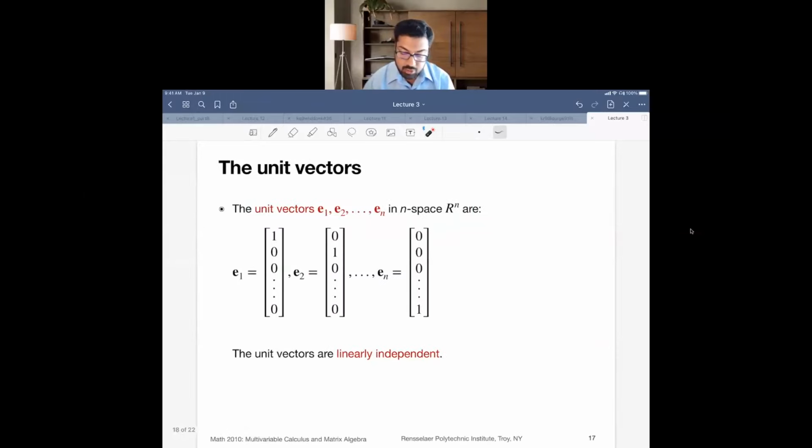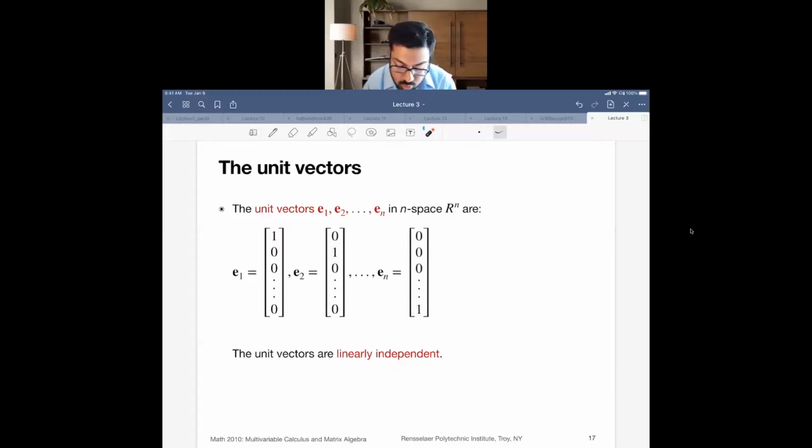Next, let's take a look at unit vectors. Unit vectors are sort of vectors or columns of the identity matrix. So unit vectors e1, e2, e3, so on up to en in n-dimensional space, in Rn space, are vectors which only have one entry as 1. For e1, it is 1 here, e2, second one, en, 1 here. So these are all unit vectors in n-dimensional space. They are all linearly independent, and it is easy to see this.